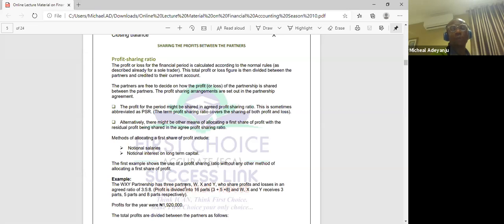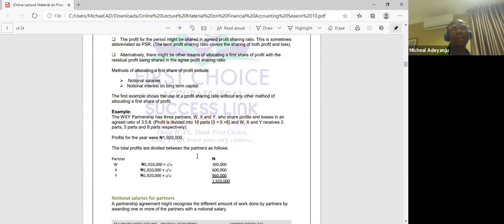So there should be an agreed percentage when sharing the partnership business. However, there can also be some conditions even before sharing the business profit itself, and that is the situation whereby we have a notional salary and a notional interest on long term. Hence, what is notional salary?